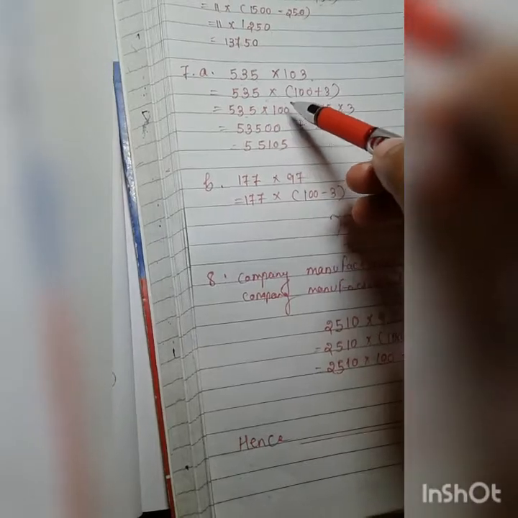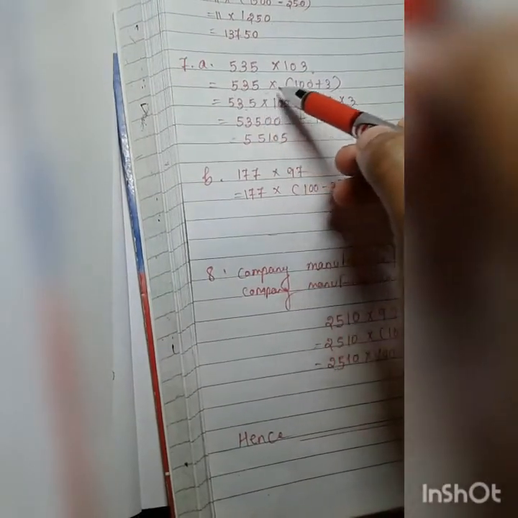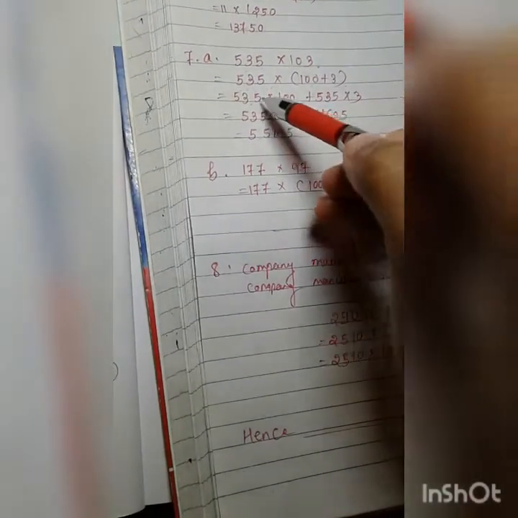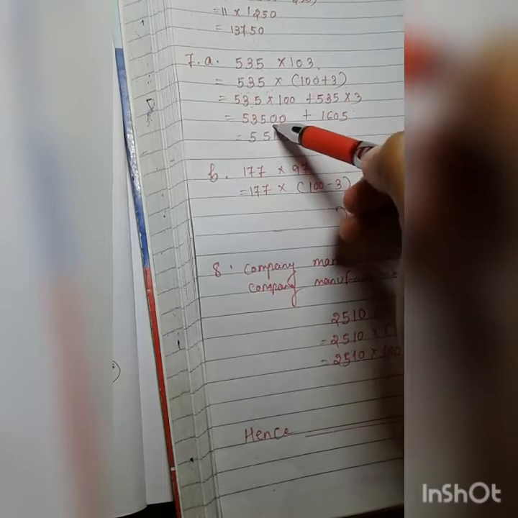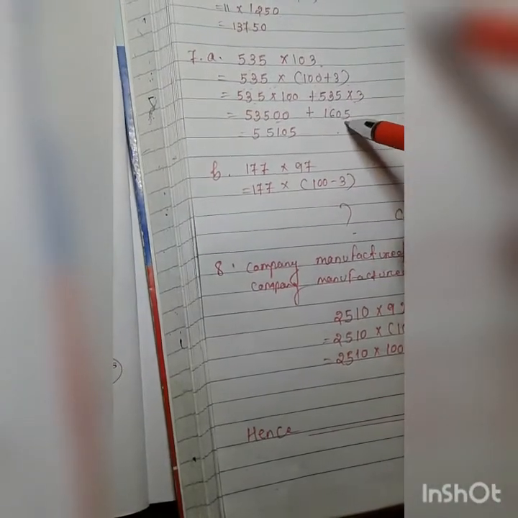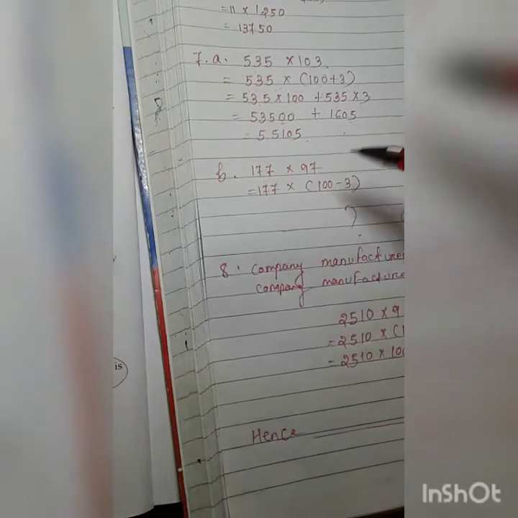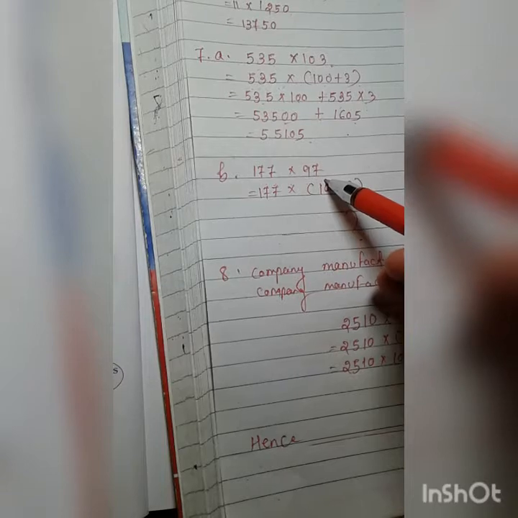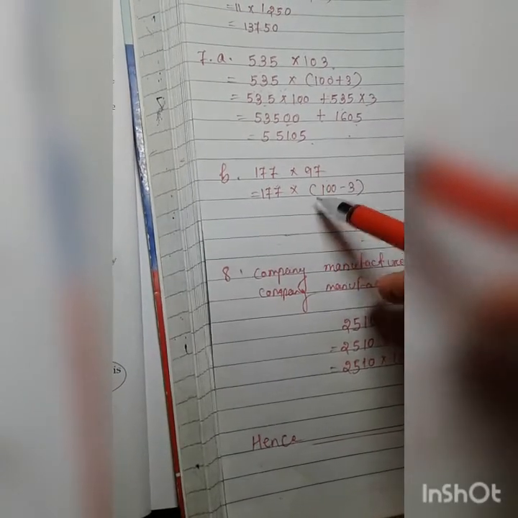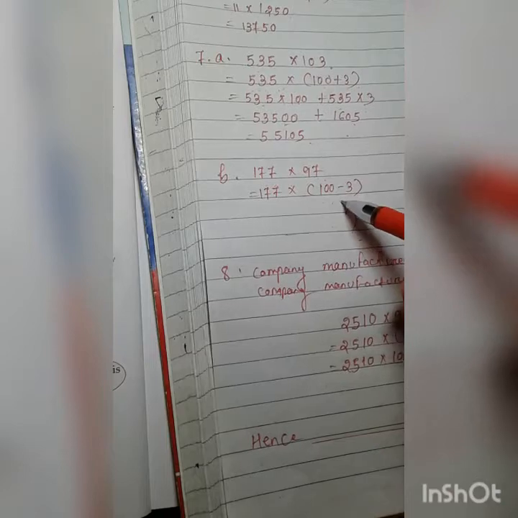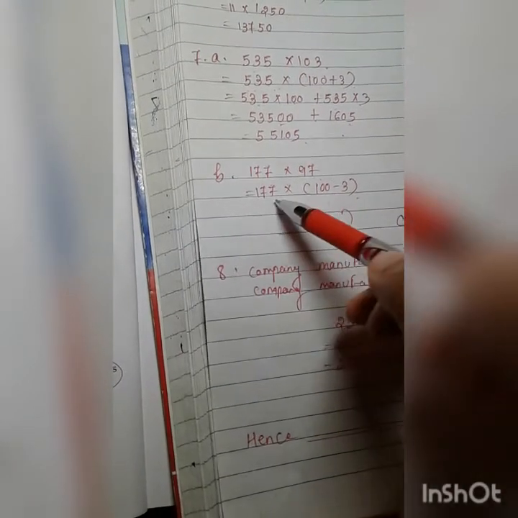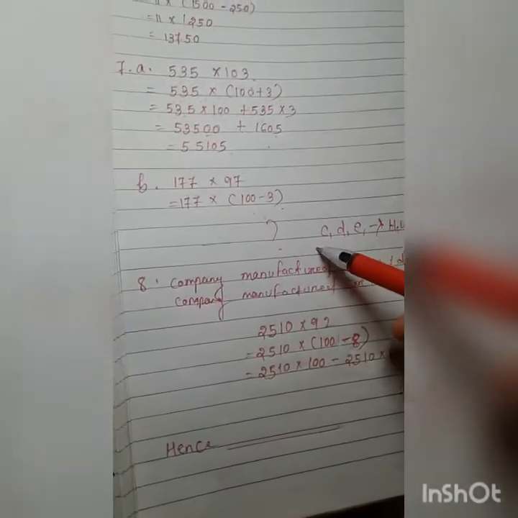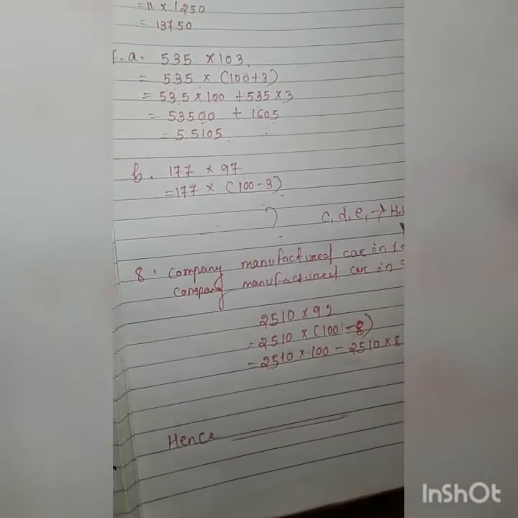Then use distributive law. 535 multiply 100 plus 535 multiply 3. Then you multiply here, this is the result, and plus this is the result. Then you add. Like this, B number also, 177 multiply 97. 97 means, children, you can convert it like this, 100 minus 3. Then apply distributive law. Solve yourself like this. C, D, E are your homework.